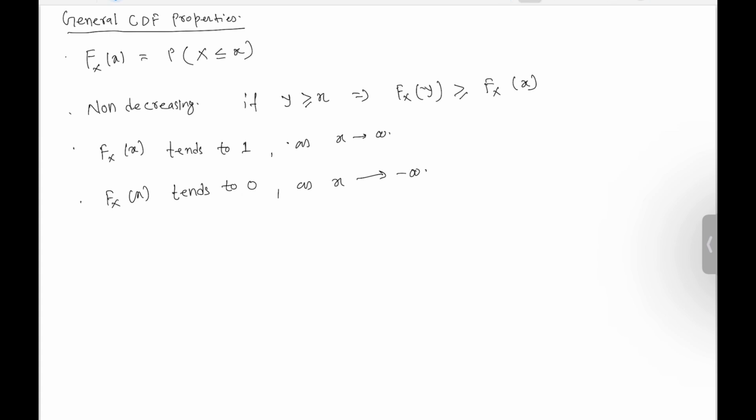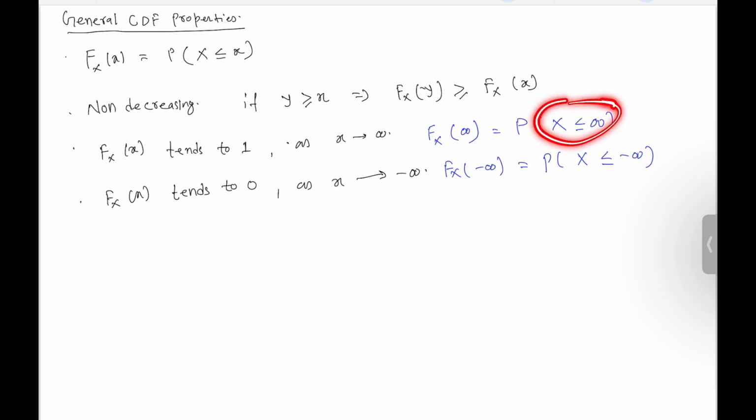And if you have to write this same thing in the CDF notation, how can you write it? You can write like this. So at x equals infinity, this is nothing but finding the probability that the random variable X takes the value less than or equal to infinity, and that will be 1, right? And this you can write in terms of the CDF notation. So this probability will be 1 and this will be 0.